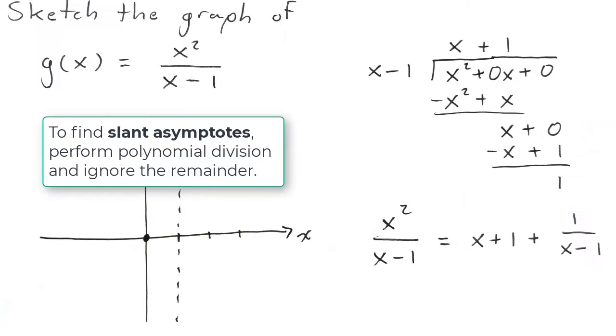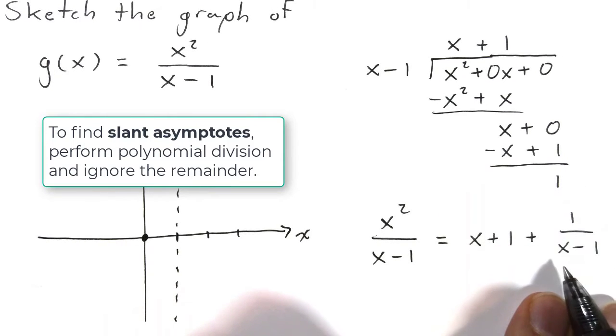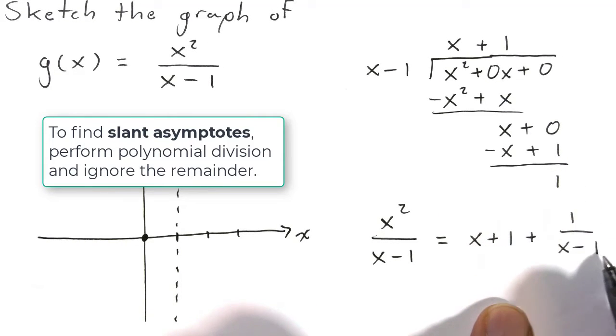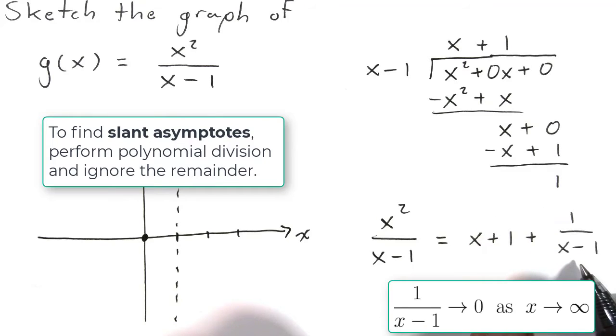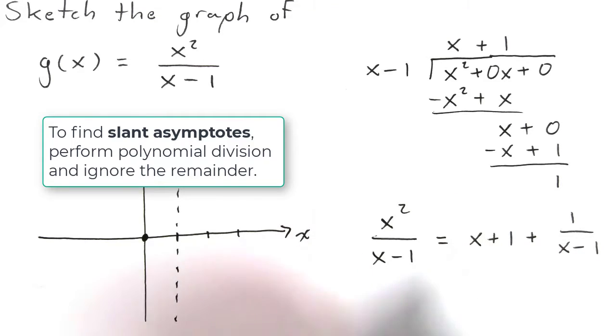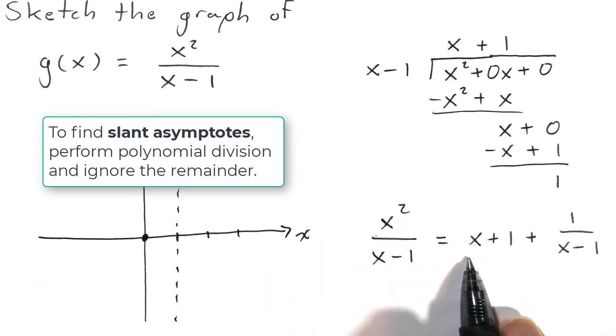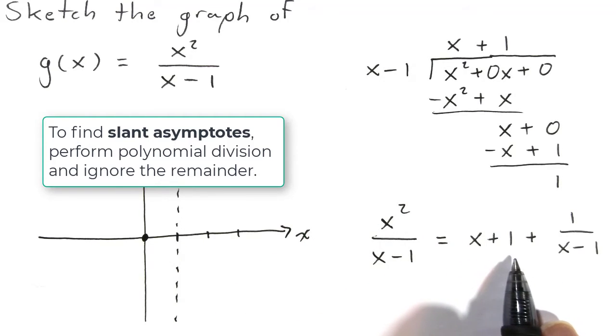Now, what we should observe is that when x gets large, this expression here gets very small. Because when x gets large, the denominator gets large, and 1 divided by a large number is a small number. So this expression over here gets very small. And so for large values of x, this expression is similar to this expression right here.